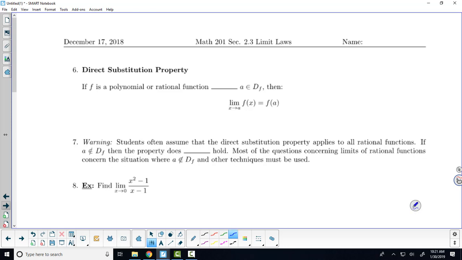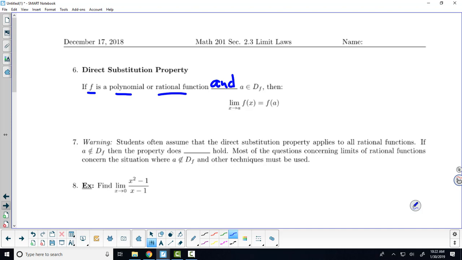All right. This is going to be kind of a funny fill in the blank. Okay? So if f is a polynomial function or a rational function, and it seems silly, but I'm emphasizing that, and a is in the domain of f.